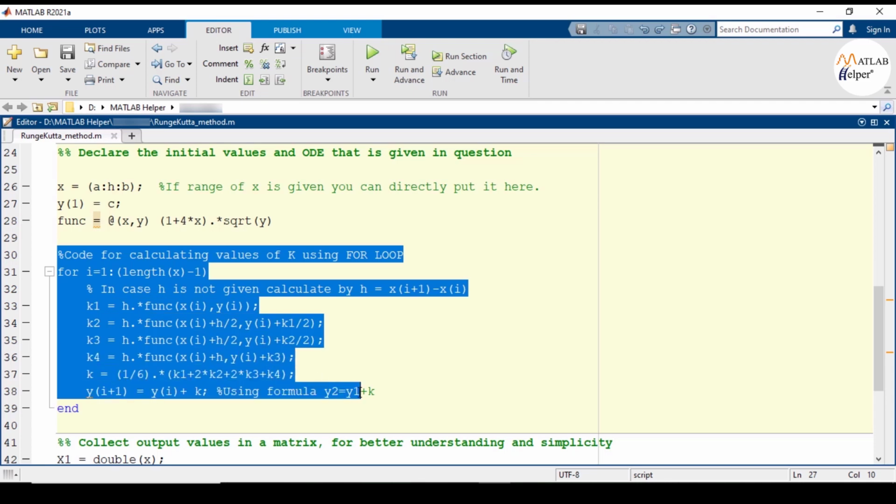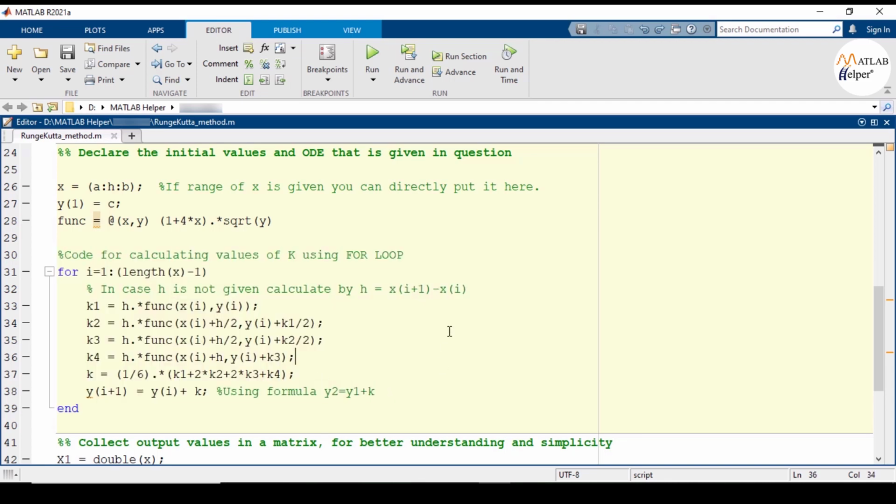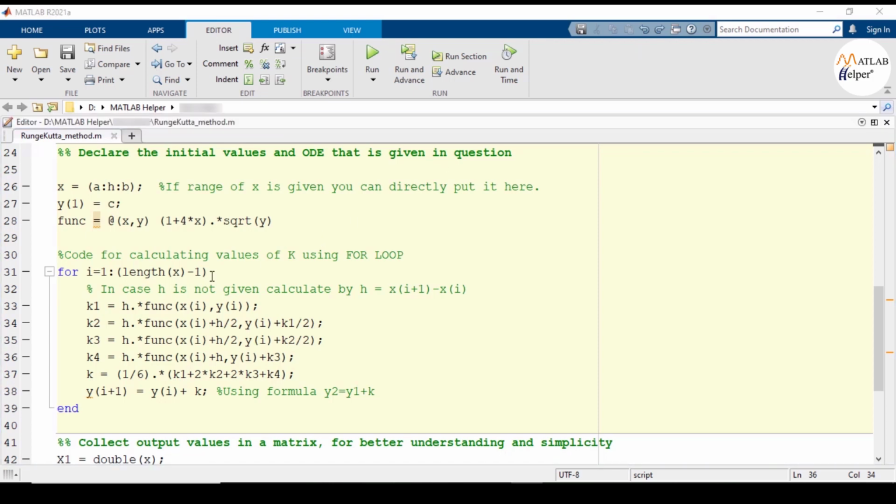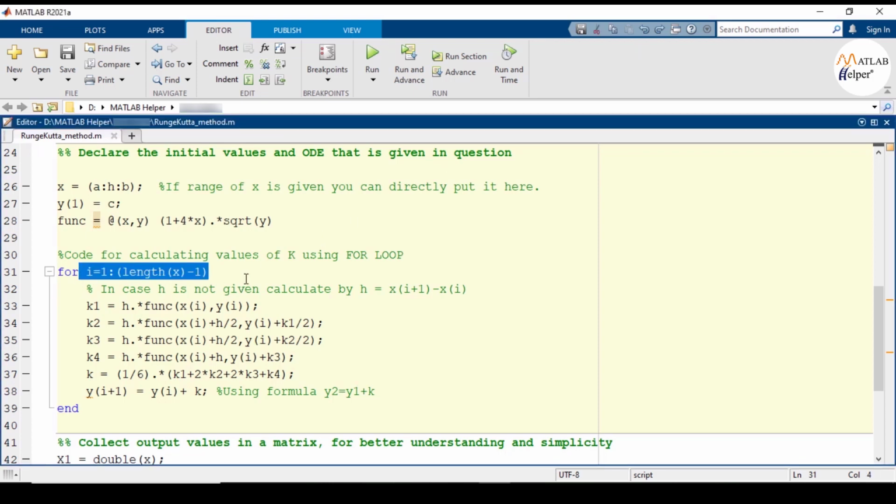Here we have used a for loop to perform 3 iterations and calculate the values of k1 to k4 and k for each iteration one by one. Here a for loop is used because it runs for the specified number of times and does not require any conditional statement. Here we have used the syntax of a for loop.